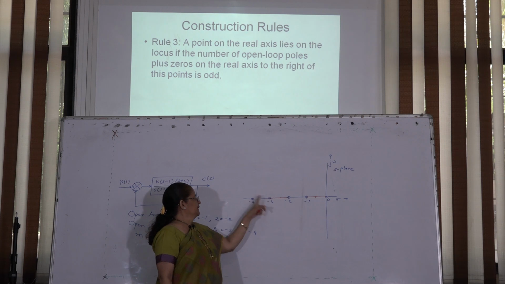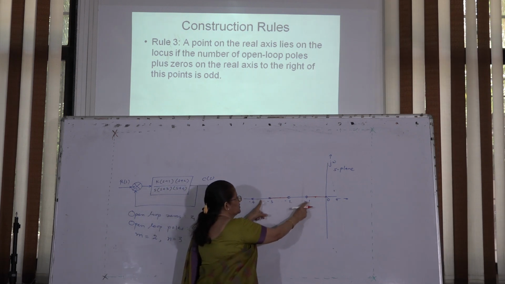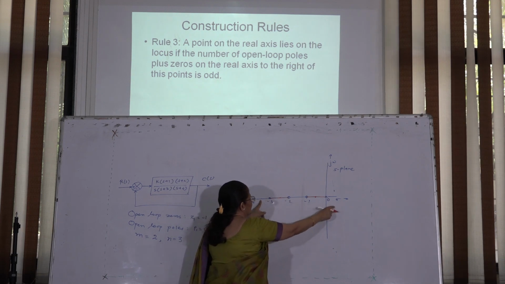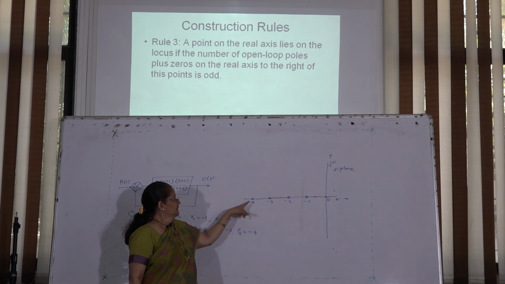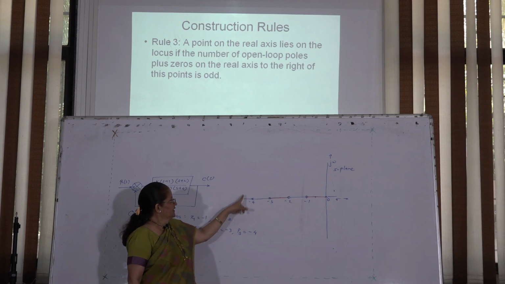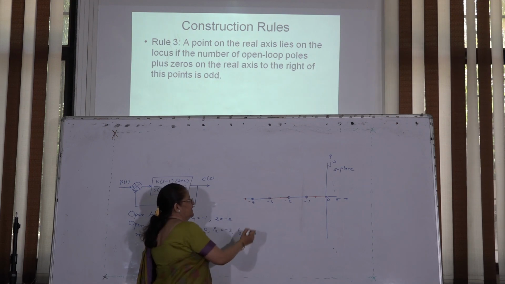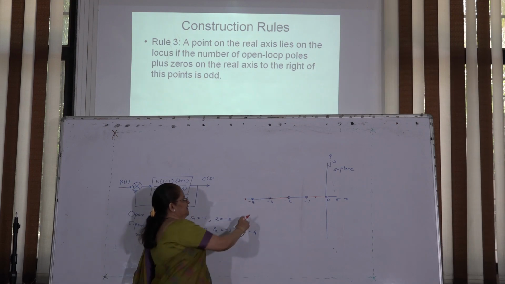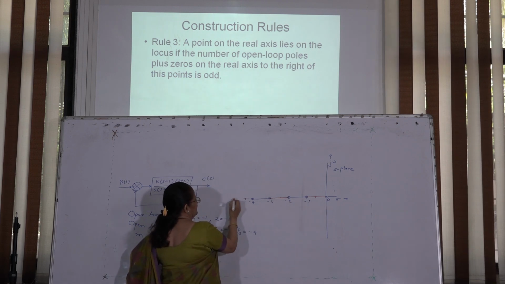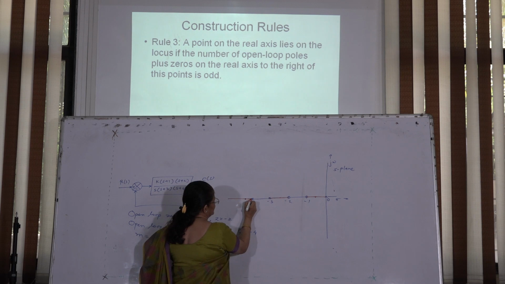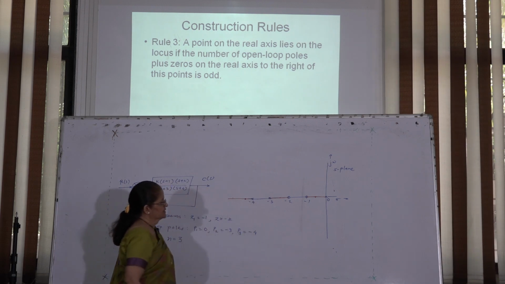Consider a point between minus 3 to minus 4. Again now you can see 2 zeros are there, two poles are there. So, this will not lie on the root locus. Consider a point after minus 4 somewhere here, whether it will lie on the root locus: 1, 2, 3, 4, 5. So, it is odd. So, this will lie on the root locus.